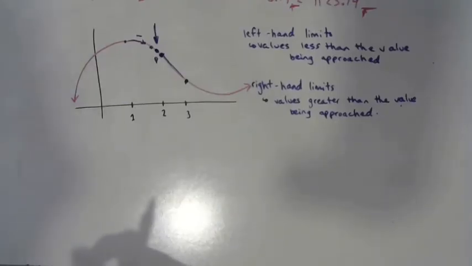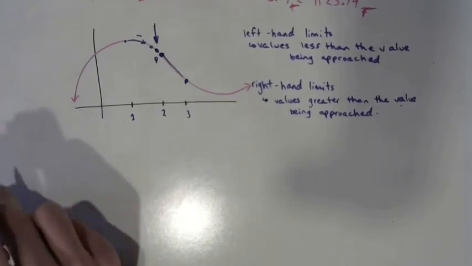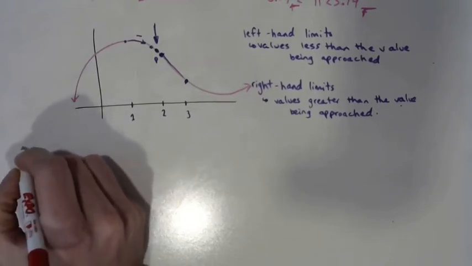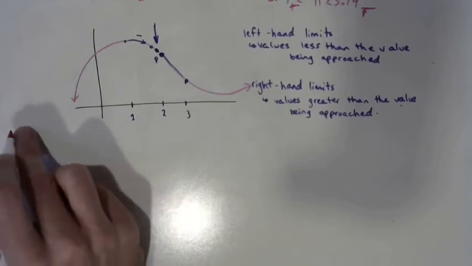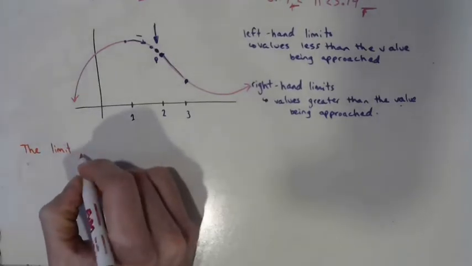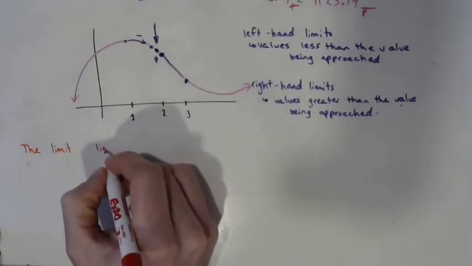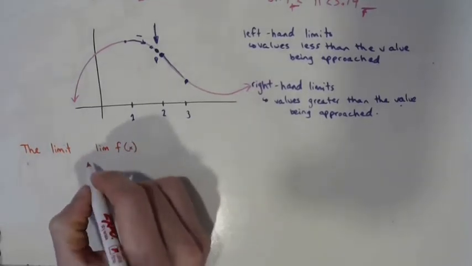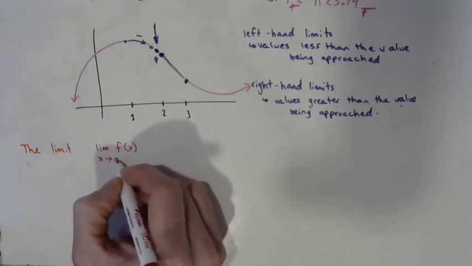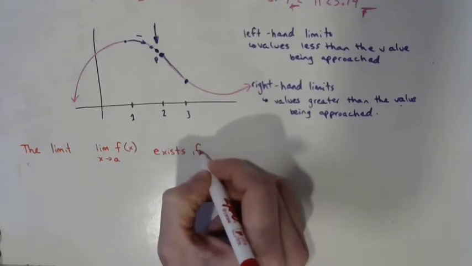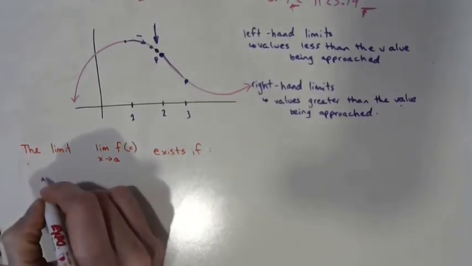Okay, so in order to successfully talk about limits, we need to meet some criteria. Limits only exist in certain situations, or I should say they don't exist in certain situations. So a limit, and we're learning some symbolism here too, the limit, denoted lim of f of x as x approaches a, exists if, and all three of these criteria need to be met.